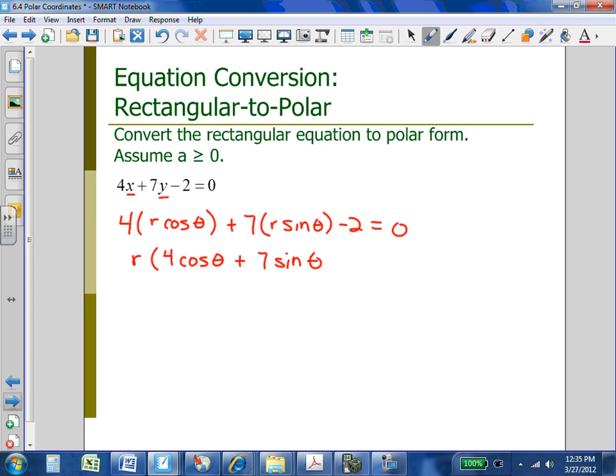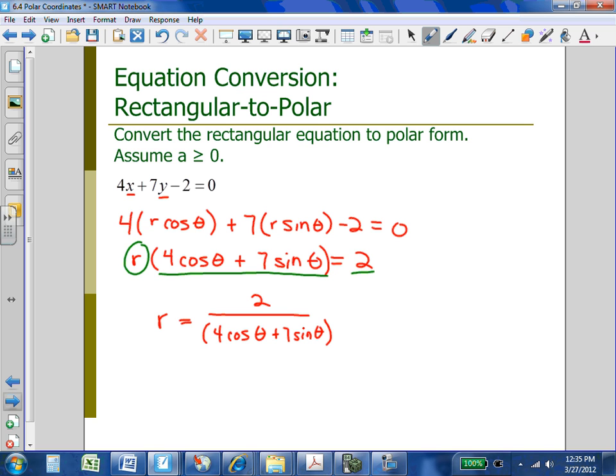I'm going to go ahead and move the 2 over because I'm trying to solve for r. So that equals 2. And if I need to isolate this r, it's just being multiplied by this sum. So I'm simply going to divide both sides by that sum. And when I do that, I will have that r equals 2 divided by the sum 4 cosine theta plus 7 sine theta. And that is it. That is the conversion for that linear equation.